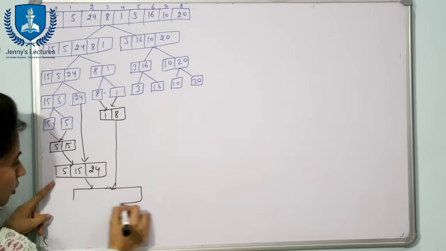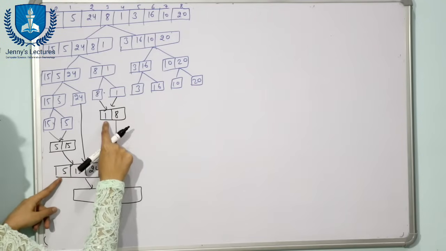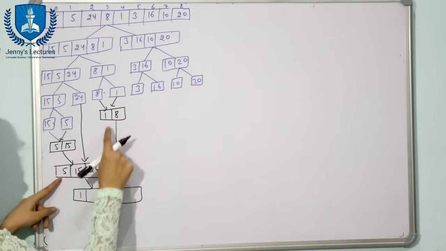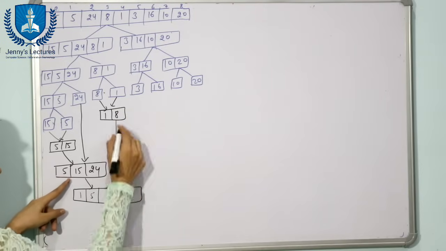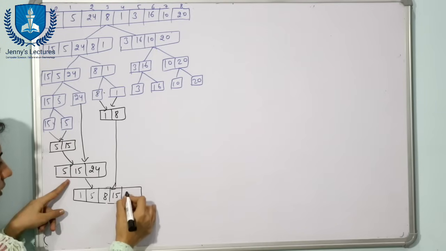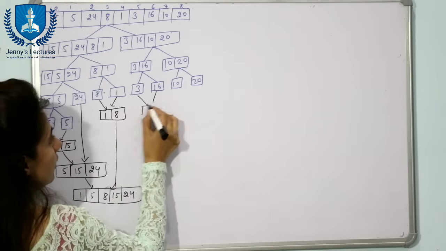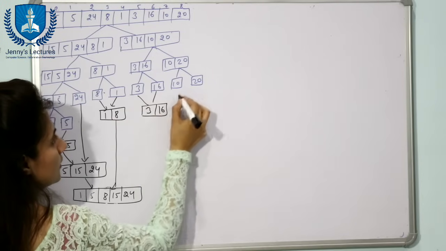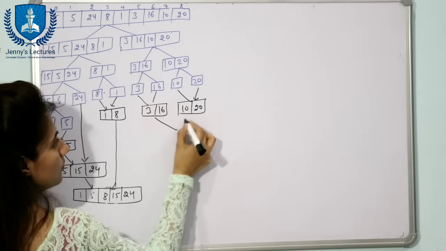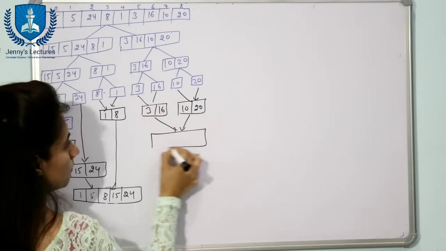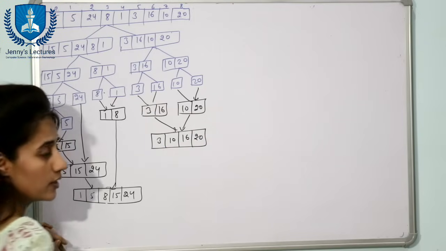the new sorted sublist would be, see, compare 5 with this 1. Which one is less? 1. Then here we have 8, here we have 5. 5 with this 8, 5. Then 8, then 15, then we have 24. Fine. Same here we have 3 and 16. Here after merging we will get 10 and 20. After merging of these two, what you will get? 3, 10, 16 and then 20.